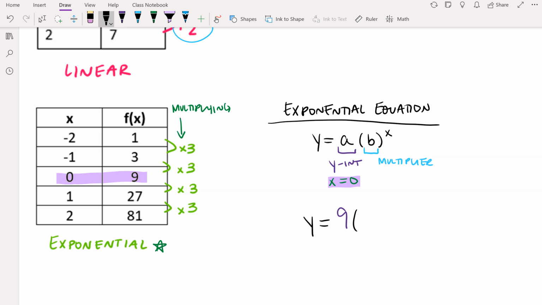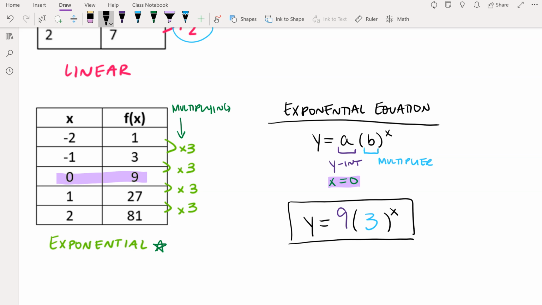Then we have parentheses to the x. The multiplier is the number that we multiply by each time for the exponential equation. So what are we multiplying by each time? 3. That is our multiplier. And now we have successfully written the equation of this exponential function from a table.